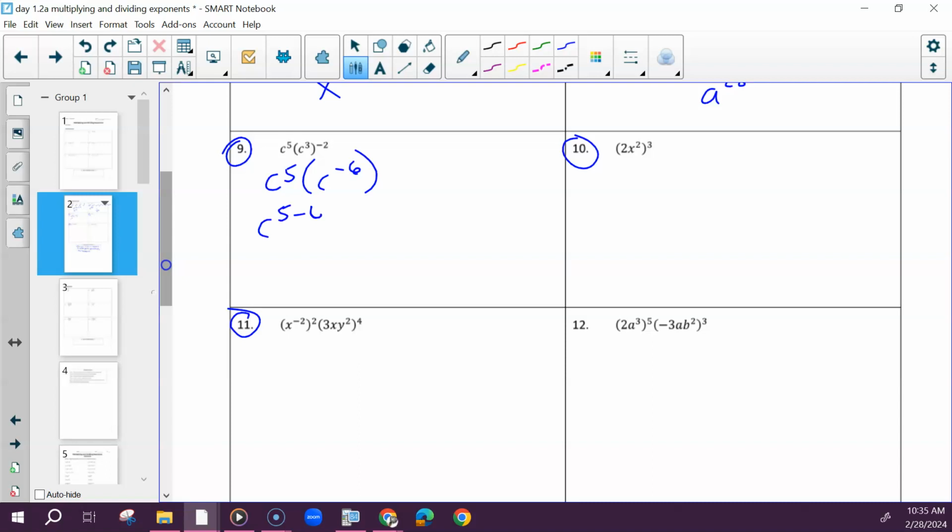If you want to write it like this and then simplify it, you can, but this is not a necessary step. So this would be c to the negative first. We can't leave it as a negative exponent. How would we rewrite it? 1 over c, or 1 over c to the first. Either one. Questions about that one before we do 10?